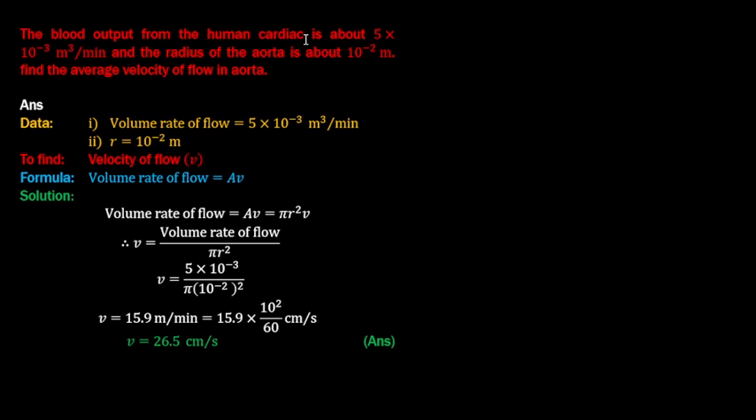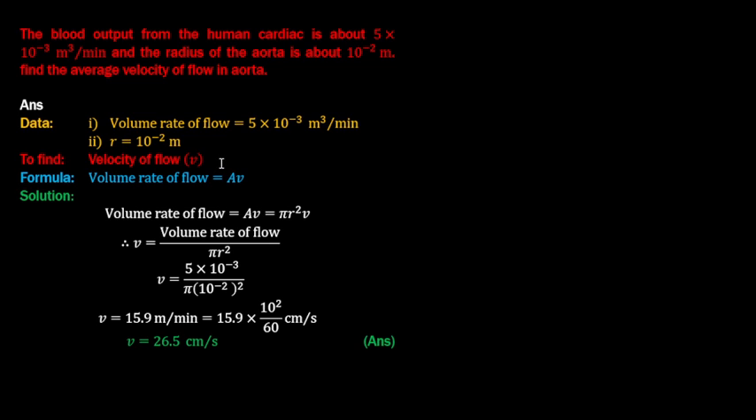Blood output from the human cardiac is about 5 × 10^-3 m³, and the radius of the aorta through which the blood flows is 10^-2 m. So we are given how much volume of blood flows across any cross section of the aorta, which is 5 × 10^-3, and the radius of the aorta is 10^-2. We have to calculate the velocity of blood flow.